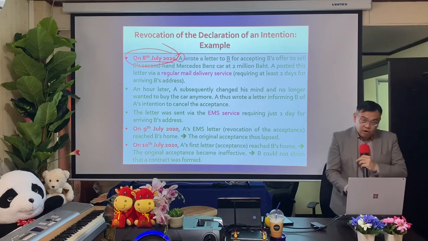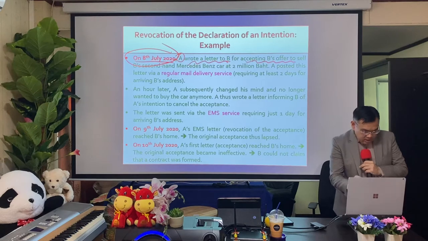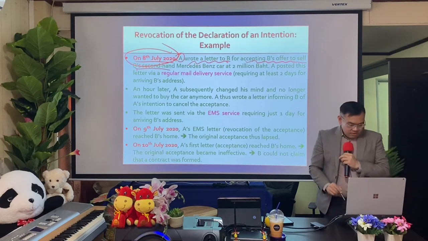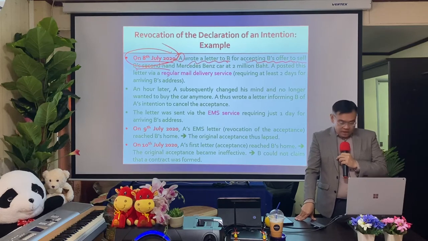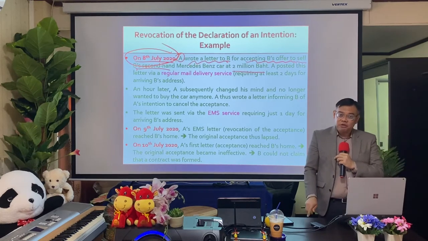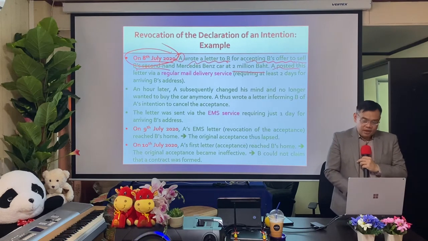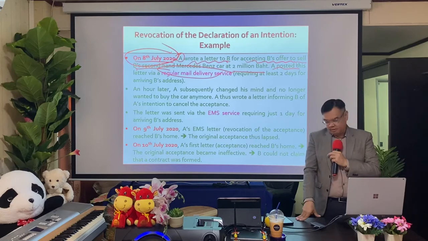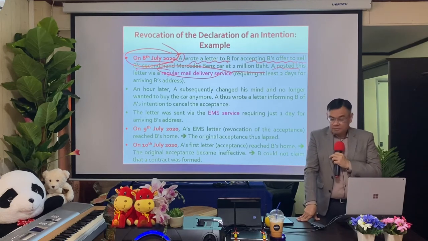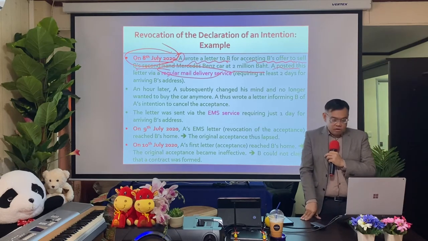Let's suppose that on the 8th of July 2020, A wrote a letter to B in order to accept B's offer to sell the Mercedes car. B has previously made an offer to sell his Mercedes car to A at the price of 2 million baht. And A wanted to just accept that offer at this price. So A just posted this letter. He resorted to a regular mail delivery service. He did not use any special service like EMS or next day postal service, to make sure that the letter would arrive at the other party very fast. In this case, A just used a regular mail service.